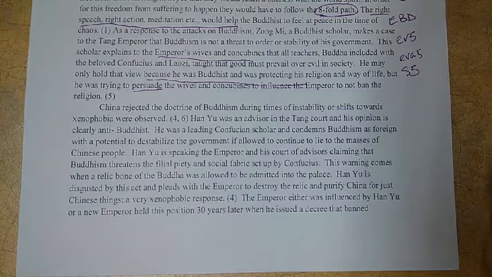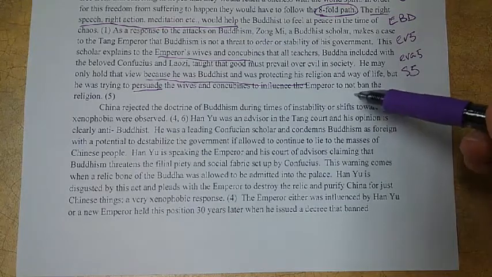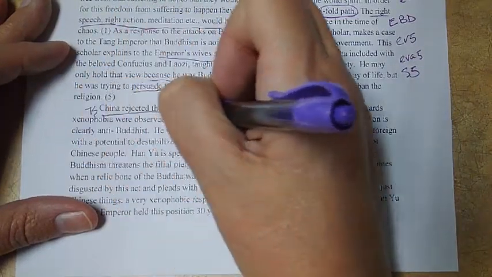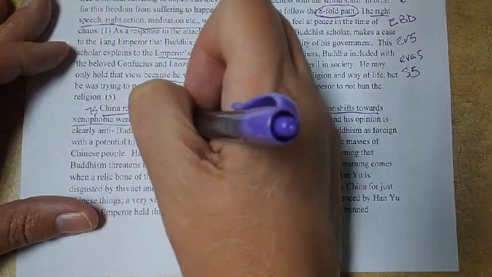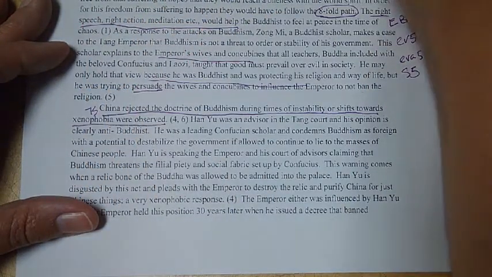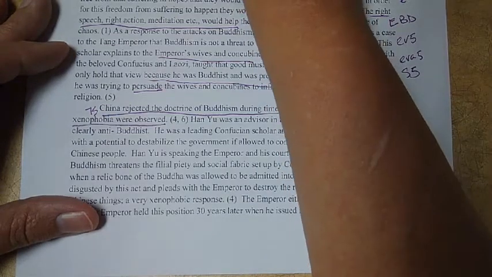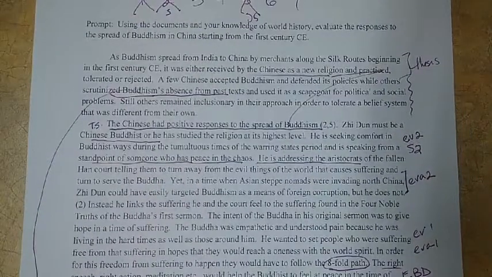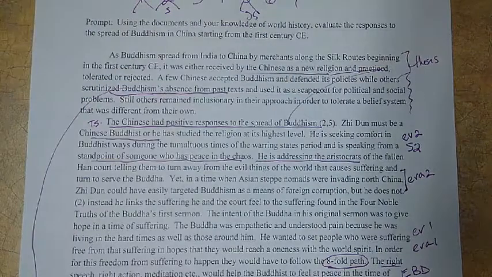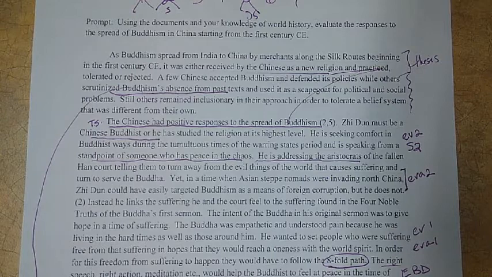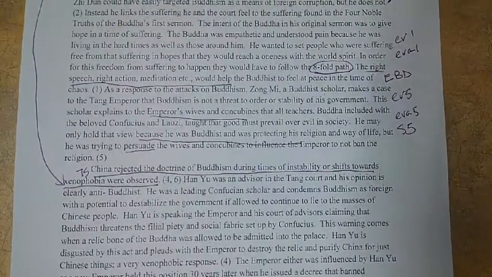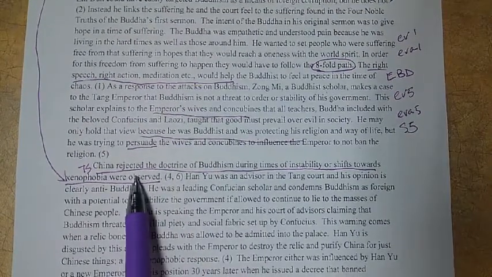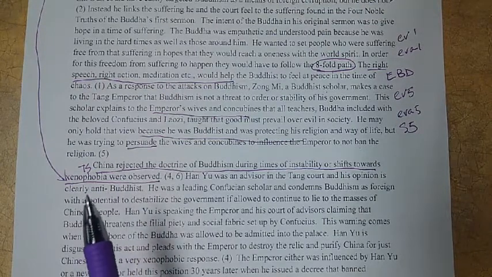So let's look. China rejected the doctrine of Buddhism during times of instability or shifts toward xenophobia were observed. So that's another topic sentence. We're going to mark that as a topic sentence. People, that is scrutinized Buddhist absence from past tense at the top to come down here to your argument. So I just marked the scrutinized part to bring it down because that's your argument. You're building from your thesis statement into your topic sentences, and now we know you're going to use docs 4 and 6 to support that argument. Does everybody see it? Okay.